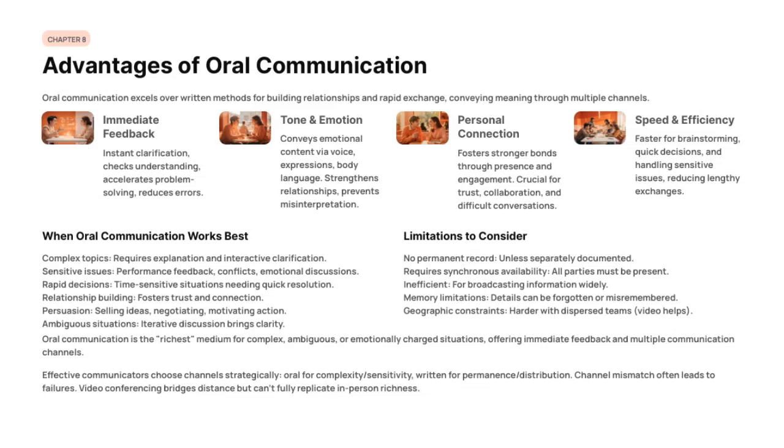Effective communicators understand that choosing the right communication channel is crucial. For example, when dealing with complex or sensitive topics, oral communication is often the best choice because it allows for immediate feedback and the use of multiple channels like tone, expressions, and body language. On the other hand, written communication is better suited for sharing information that needs to be permanent or widely distributed, since it creates a lasting record.